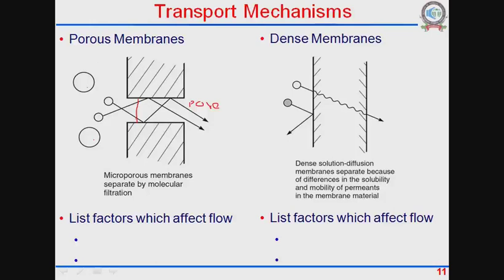Whereas when you say dense membrane, there are no pores inside. So even if there are two molecules of any size, they are not going to be able to go through to the other side unless, let's say we have two kinds of molecules, one this kind and one this kind. Let's call these A and B. If this A molecule has a preferential solubility in the membrane, then it will dissolve in the membrane, diffuse through the membrane, and come out through the other side.